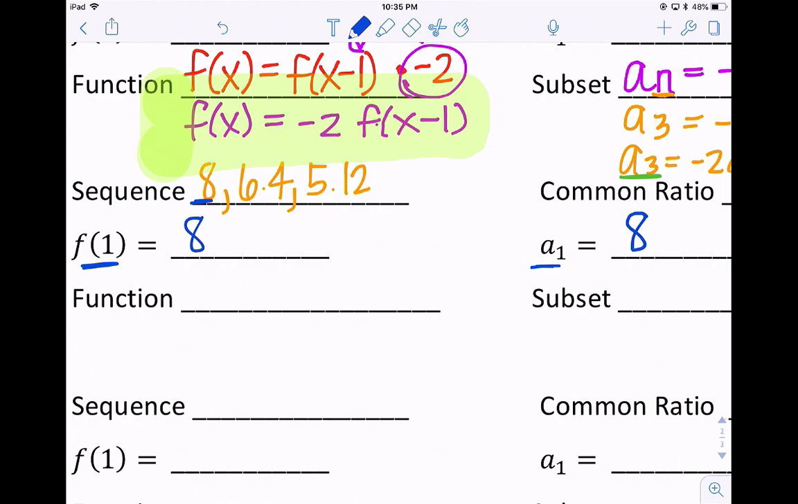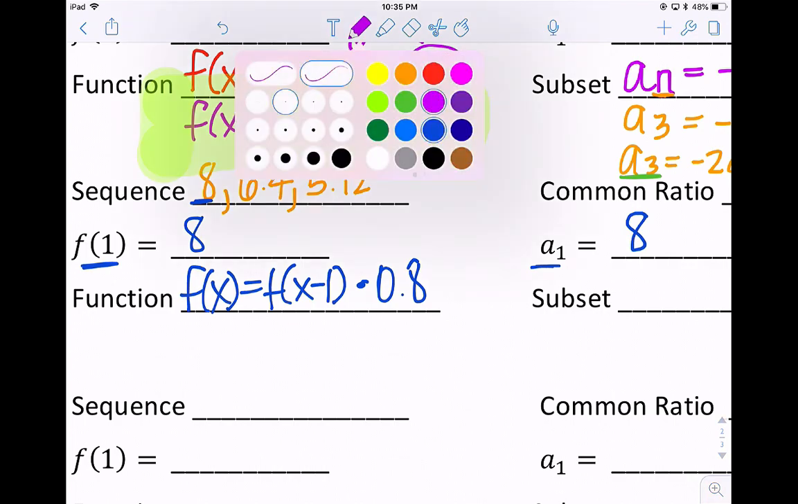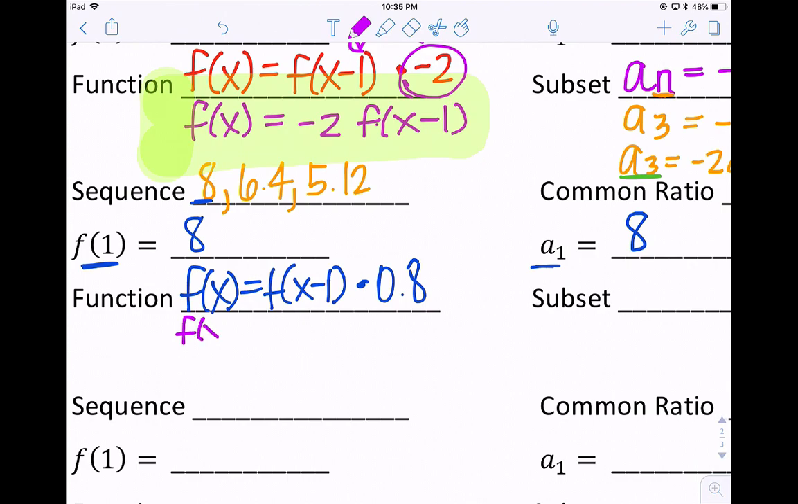Function notation. So function notation just means f of x is equal to f of x minus 1, that means the previous term, times 0.8. Again, though, that 0.8, we're probably going to put it at the front. So you're more likely to see it as f of x equals 0.8 f of x minus 1. So that right there, because they're smashed together like that, that means to multiply.